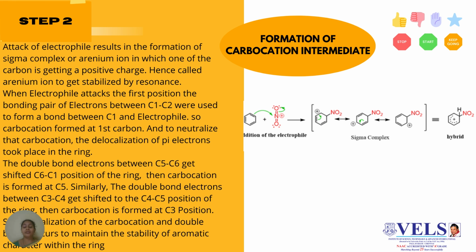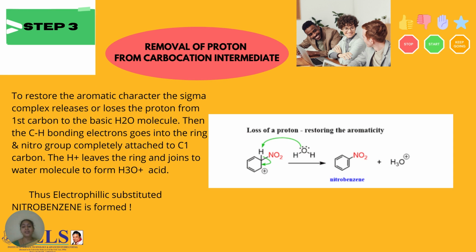So this type of resonance structures altogether is called the sigma complex, and the hybrid of the sigma complex is also shown, where the positive charge is shown with a dotted line as it is being shuffled between all the positions of benzene. Coming to step 3. Step 3 is removal of the proton to form the product.